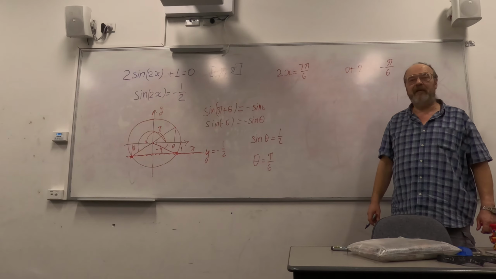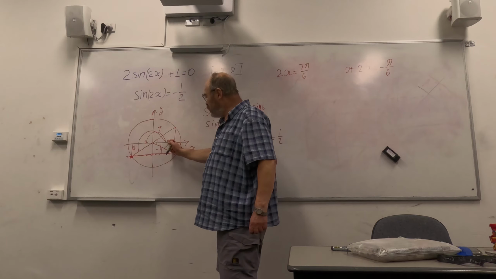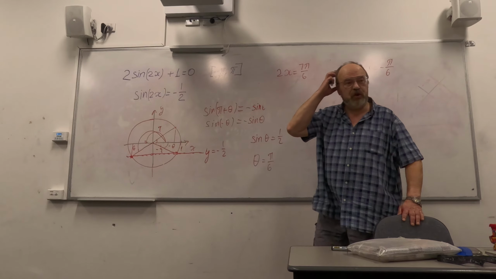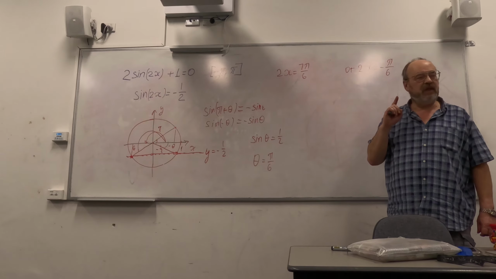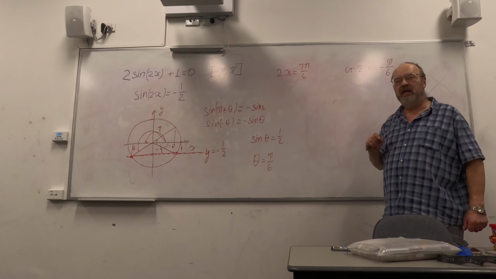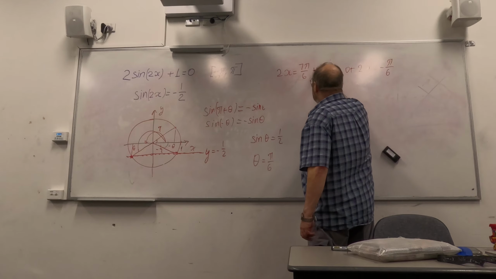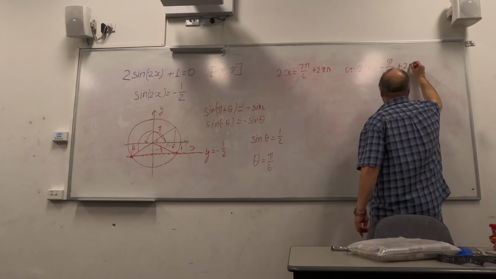What do we get? The first one is 7 pi on 6. Then this one will be negative pi on 6, if this is pi on 6. Now, an important thing. When we establish the two angles from 0 to 2 pi for which sine equals negative 1/2, we write plus 2 pi n.